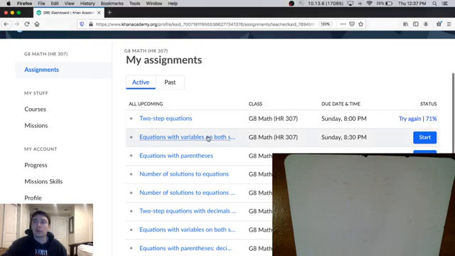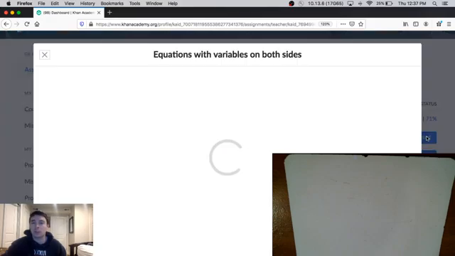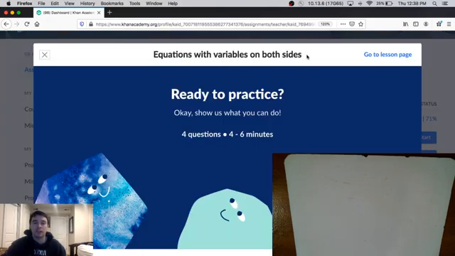Specifically, we're going to be focused on this second assignment about equation solving, the one that's called equations with variables on both sides. So the challenge here is that the variable is going to show up now not just on one side of the equation, but as the assignment suggests, the variable will be on both sides of the equation.